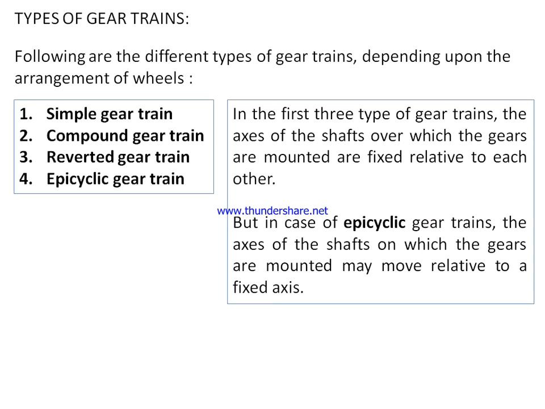In the first three types of gear trains, the axes of the shafts over which the gears are mounted are fixed relative to each other. Whereas in the fourth case, that is in the case of epicyclic gear trains, the axes of the shafts on which the gears are mounted may move relative to a fixed axis.